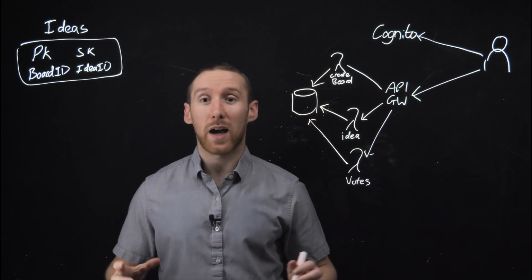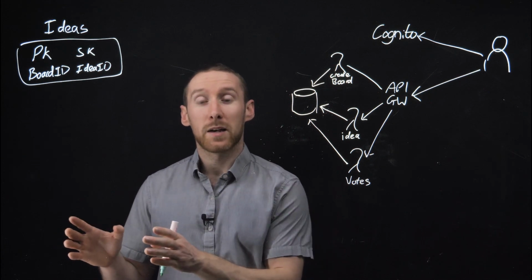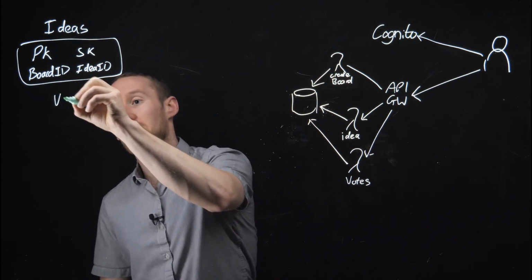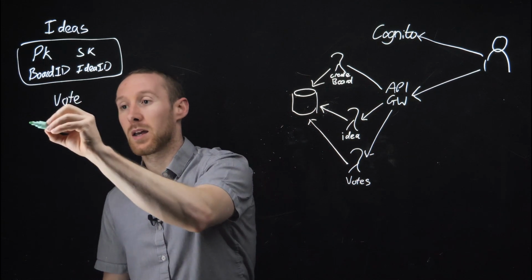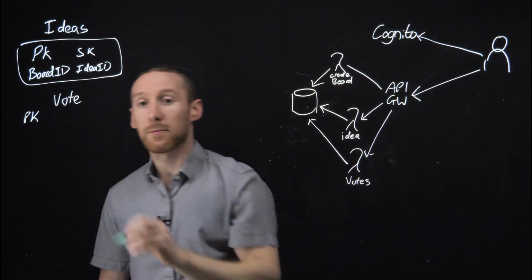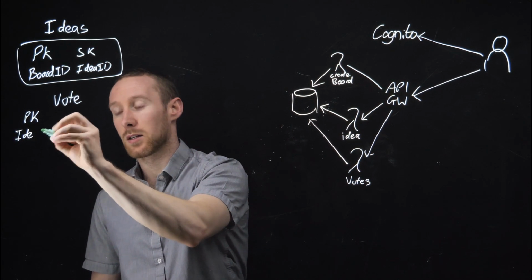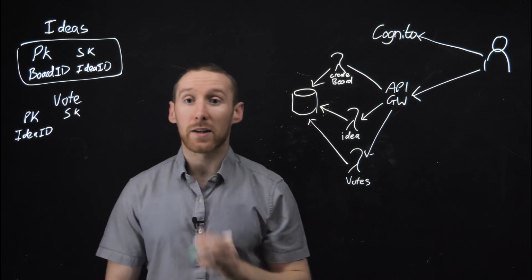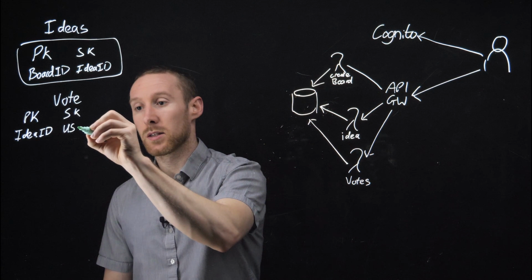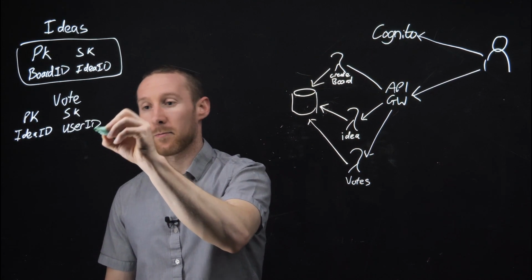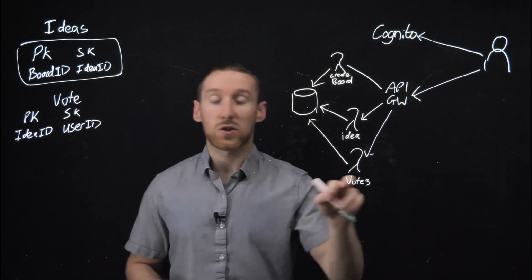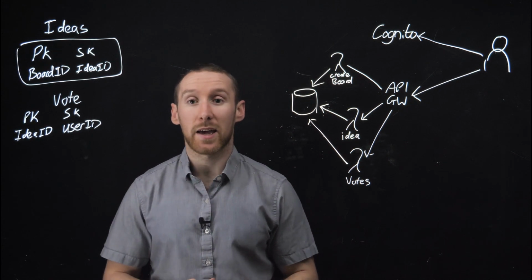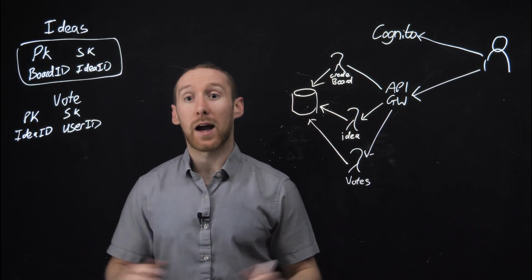This allows us to then count up for each idea how many people have voted for it. The way that we do that is we have a record that this idea has been voted on by this user. So here we have a vote record, and that will have a partition key of idea, and it will have a sort key, and the sort key here is going to be the user ID. This means that whenever someone votes for something or clicks that button, we can check with the PK and SK if they've already voted for that idea.